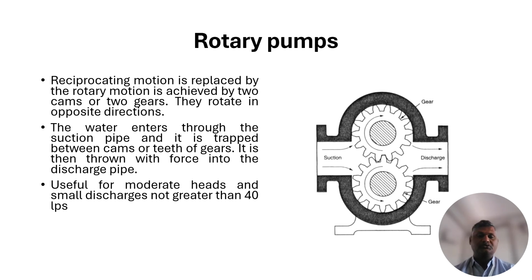The water enters through the suction pipe and is trapped between the cams or teeth of the gears. It is then thrown with force into the discharge pipe. It is useful for moderate head and a small discharge not greater than 40 lps. So these pumps are used mainly where we have a lower discharge rate, lesser than 40 lps. lps means liters per second; for 1 second the discharge will be 40 liters. So where the discharge is lesser than 40 lps, these gear pumps or rotary pumps are used.